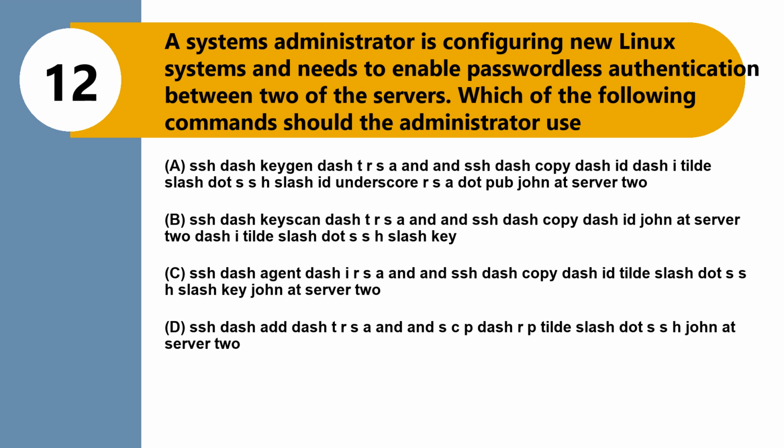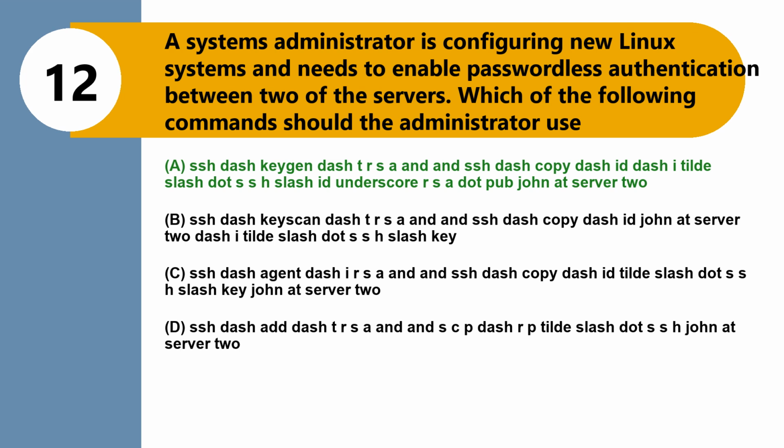Option A, ssh-keygen -t rsa and an ssh-copy-id -i ~/.ssh/id_rsa.pub john@server2. Option B, ssh-keyscan -t rsa and an ssh-copy-id john@server2 -i ~/.ssh/key. Option C, ssh-agent -i rsa and an ssh-copy-id ~/.ssh/key john@server2. Option D, ssh -a -t rsa and an scp -r -p ~/.ssh john@server2.